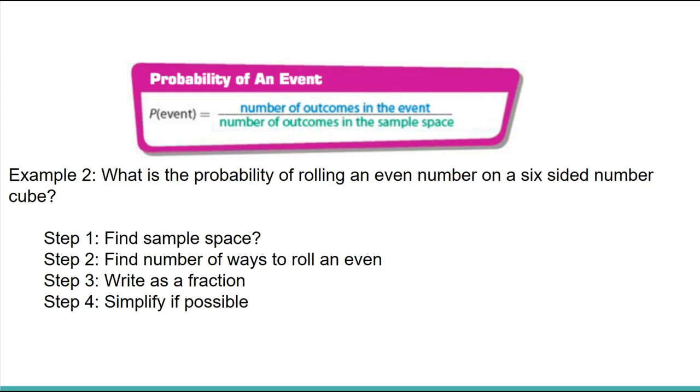So let's look at example 2. It says, what is the probability of rolling an even number on a 6-sided number cube? So on our bottom number, we put our sample space. Our sample space is just all of the numbers that we can get. A 6-sided number cube means that we can roll the numbers 1, 2, 3, 4, 5, or 6.